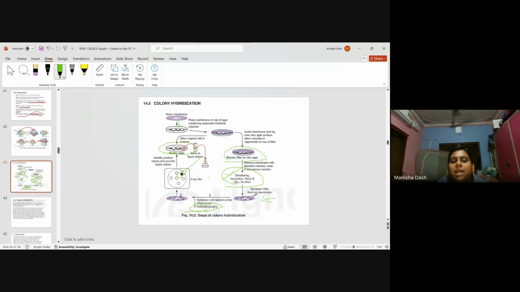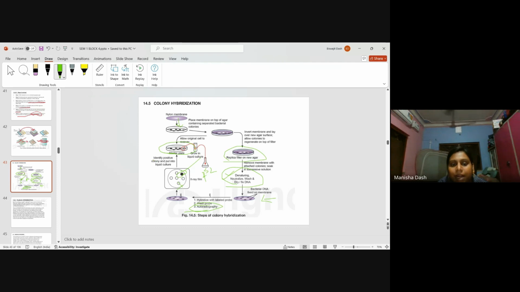That is why it was able to bind with the probe that you have designed and labeled with P32, and you are getting a positive result for this. The rest of the colonies do not have the desired DNA or the desired gene of your interest, so they are not forming any kind of hybridization with the probe. So no autoradiograph is seen for them.